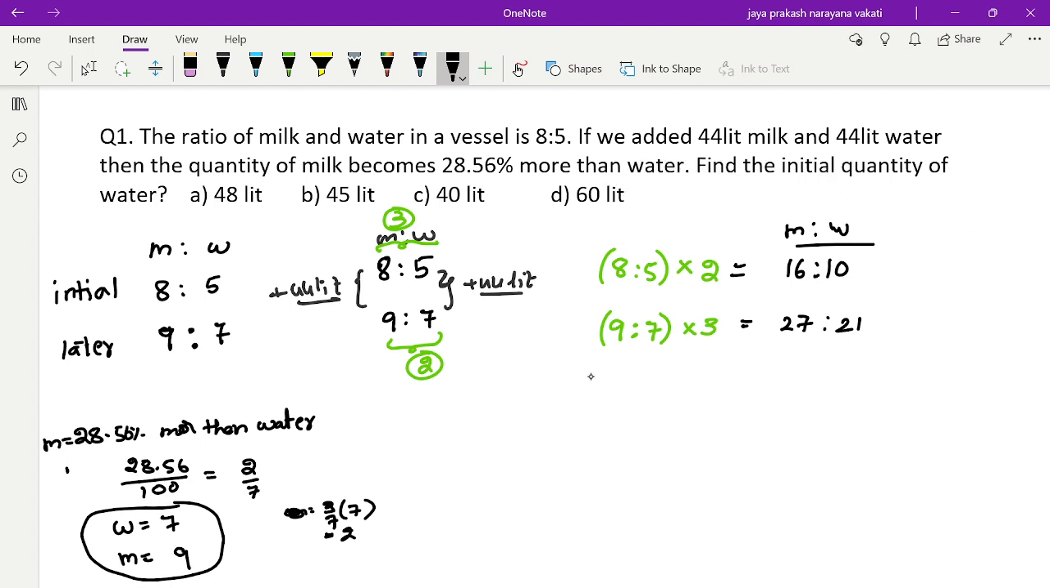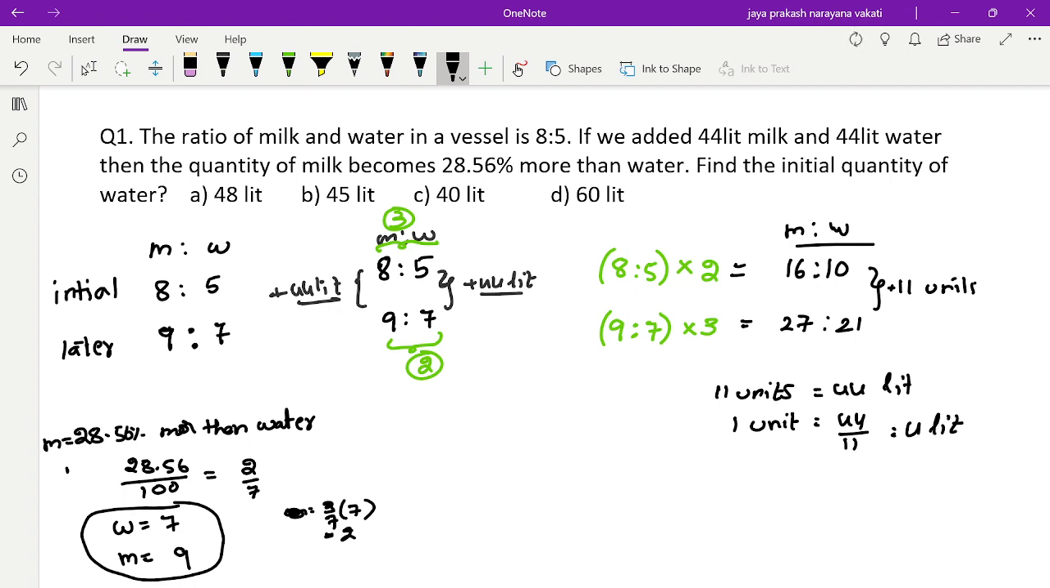Now look at the problem. What is given? Same. So here 10 to 21, plus 11 units, which is given as 44 liters. So 11 units is 44 liters. So 1 unit will be how much? 44 out of 11, which is 4 liters.